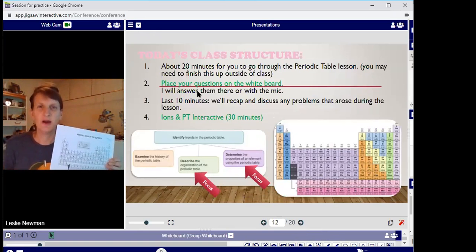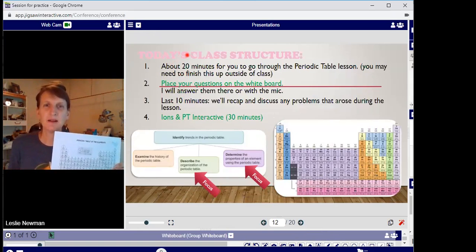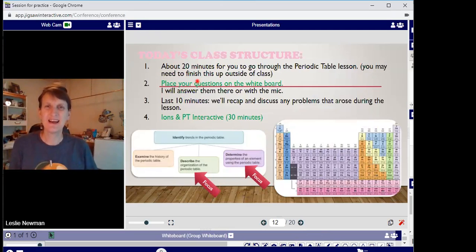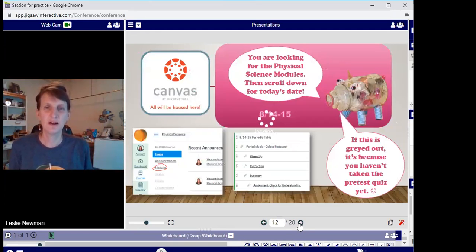All right, so in class, we had a little bit of time, or not so much time, to go through the periodic table lesson. I did answer some questions. We're going to recap here. I'll let you read my summary, and you can email or call me with any questions you have. And then I've got a little interactive to show you. So let me scoot over.